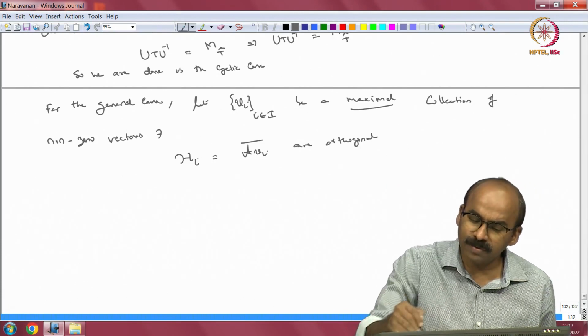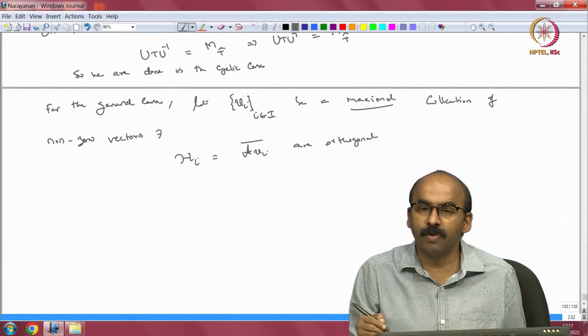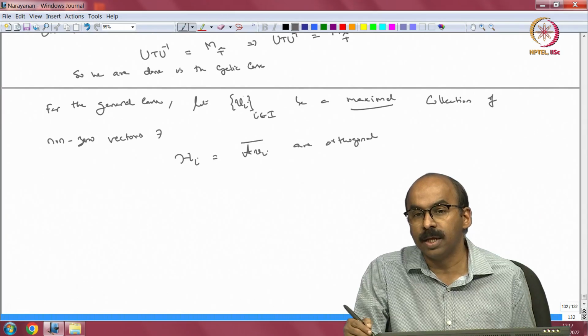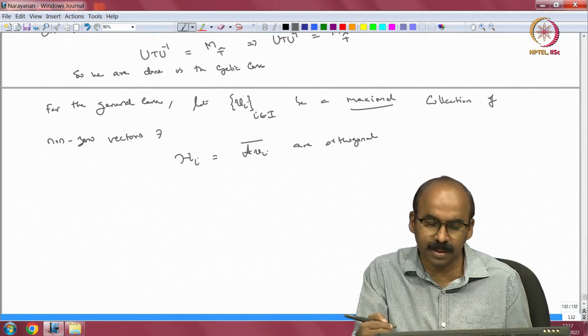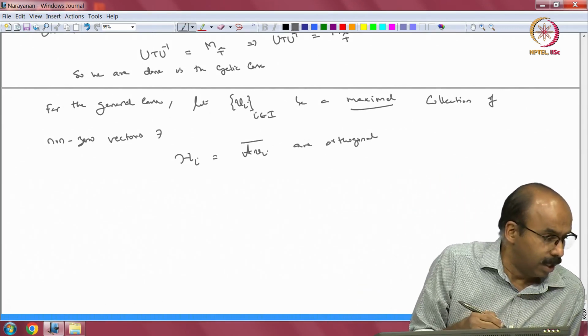So, you can choose these Vi's with appropriate norms if you want. If I is countable, you can choose Vi so that a certain sum becomes finite, so that the measure you get will be finite, but that is something we will see later. Okay.